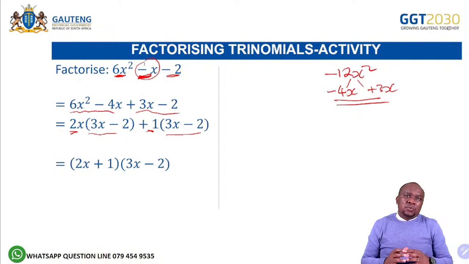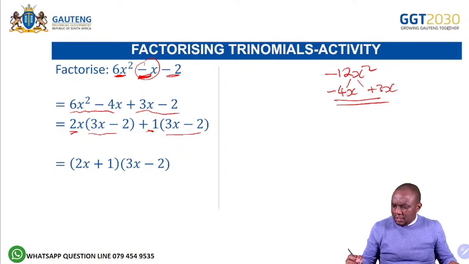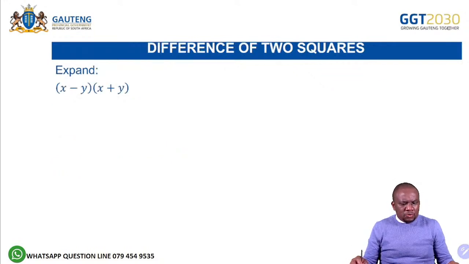So this is how we factorize trinomials. Please continue practicing the factorization of quadratic trinomials. I want us to look at something else now, the difference of two squares. But I want us to observe something first.